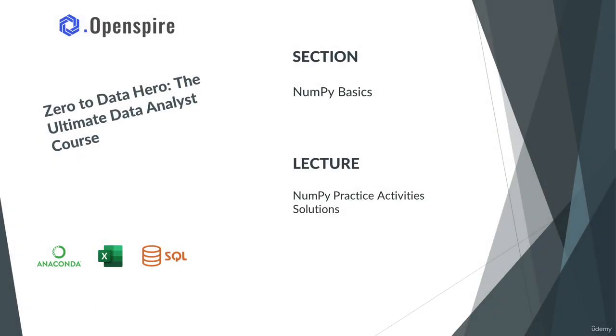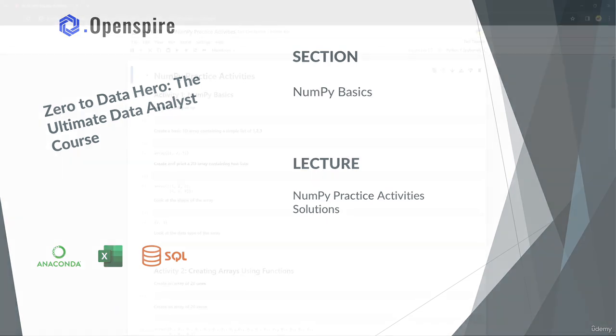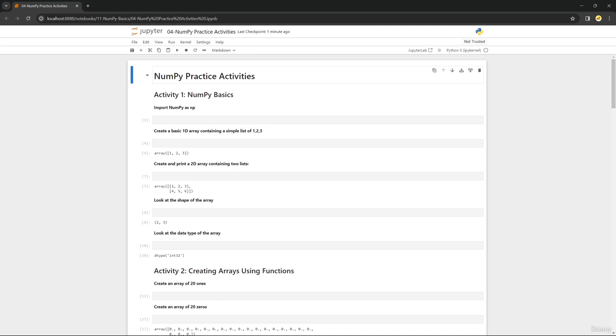In this lecture, we're going to go over the answers for the NumPy practice activities that we went over in the last lecture. Let's jump on over into Jupyter Notebook and get started. Okay, so here I am inside of our practice activities notebook. Our first question was on importing NumPy, so we can go ahead and say import numpy as np. And with NumPy imported, we're ready to start with our main questions.